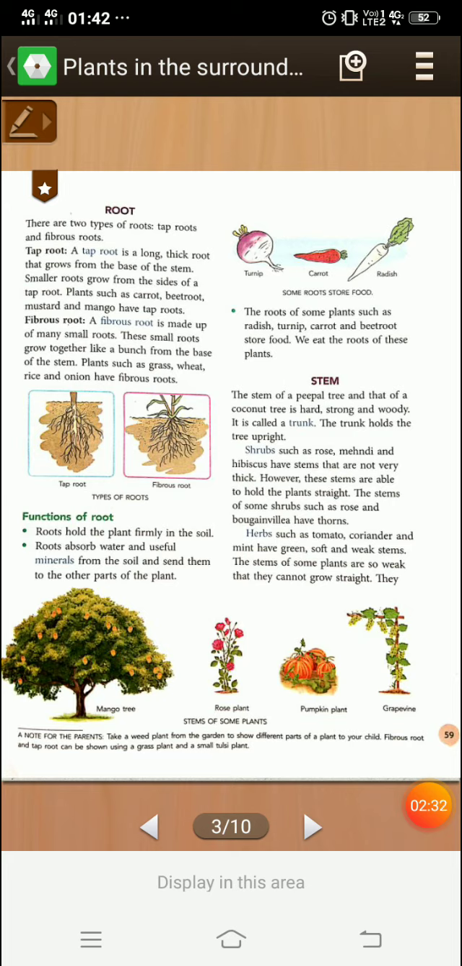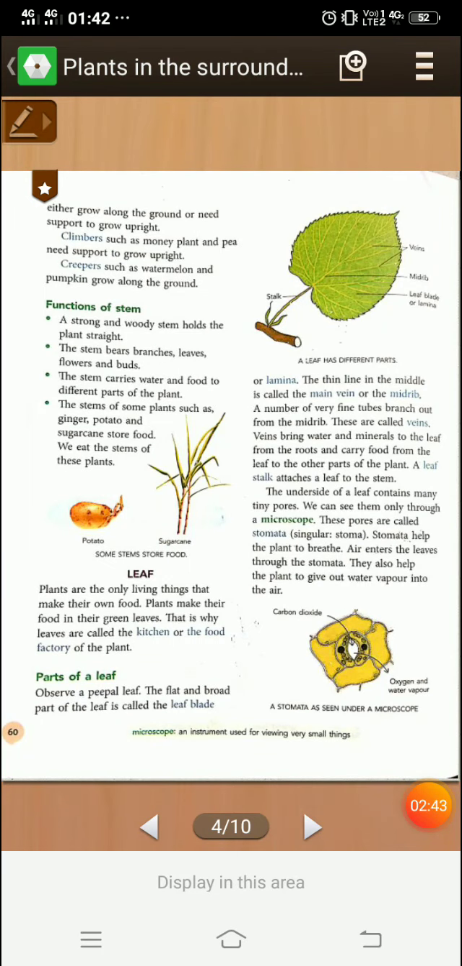Now next one is the herbs. Herbs such as tomato, coriander, mint have green, soft and weak stems. The stems of some plants are so weak that they cannot grow straight. In that case, either they grow along the ground or they need support to grow upright. Depending on that, it is of two types. They are termed as climbers and creepers. Climbers are those that need support to grow upright and creepers are those that can grow along the ground. Examples of climbers are money plant and pea, and creepers are watermelon and pumpkin.